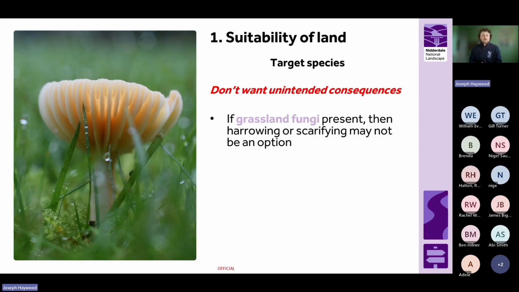It might be that you want to restore your grassland at the time when these are flowering. So adding seed to a grassland to restore a meadow is best done in October. Well, wax caps start to grow in October, and you don't want to start harrowing your field where your wax caps are present, because you could be knocking them and damaging them and preventing them from dispersing spores. So you just need to think about the species that may be already existing in your field.